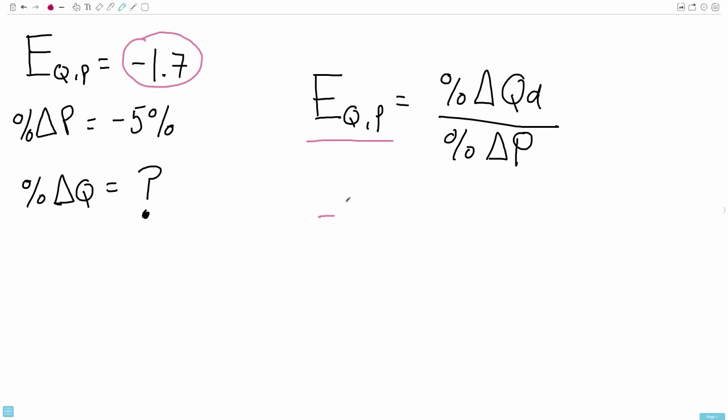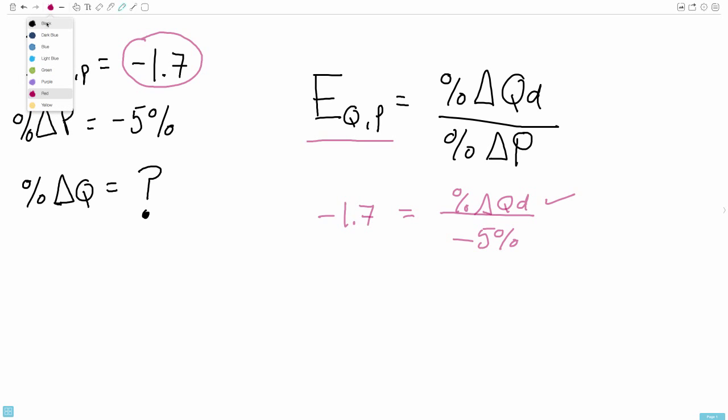You know that the price elasticity is equal to 1.7, and you don't know what is the value of the percent change in QD, which is exactly what you are trying to determine, but you know that you want to reduce prices by 5%. This is your own pricing strategy. So all you need to do is to solve for the numerator in the ratio.